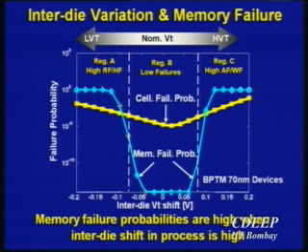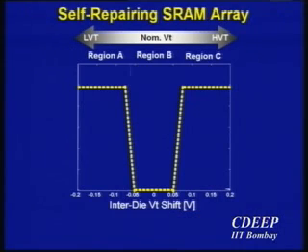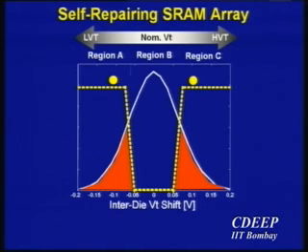B, really very low failures. A, dominated by read and hold. On the other side, C, dominated by write and access. So this is basically the cartoon showing the same things.